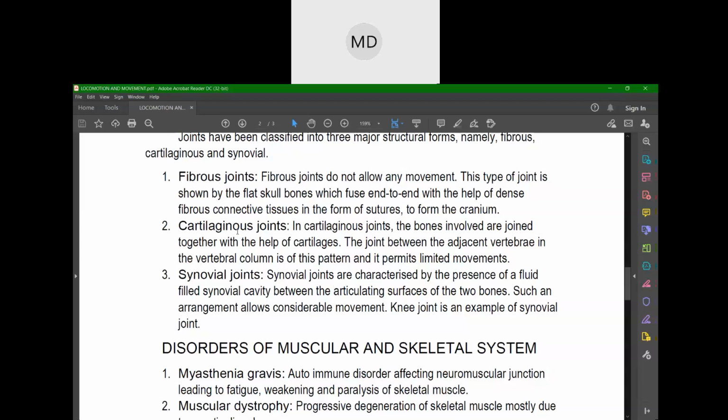But one more most important feature about the synovial joint is that, let's take the knee as an example. Okay, the knee joint is a type of synovial joint.